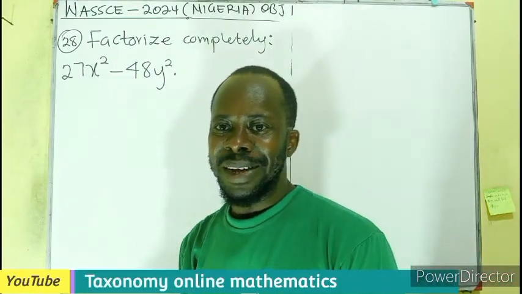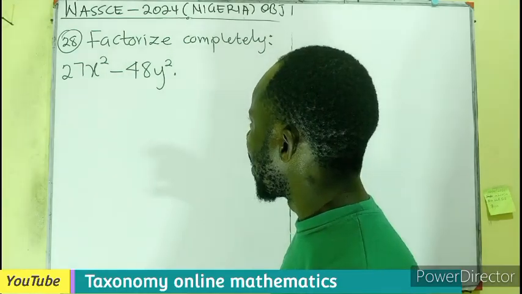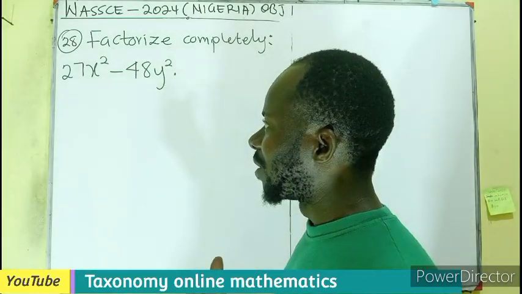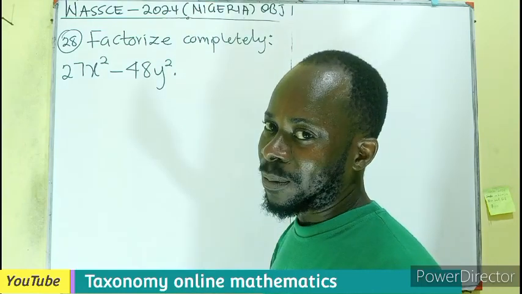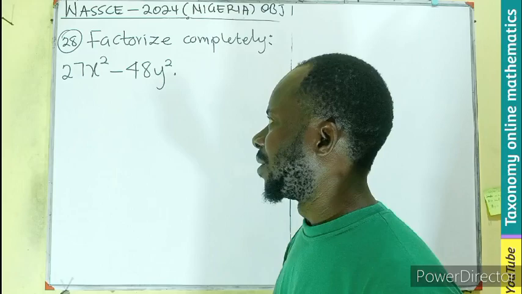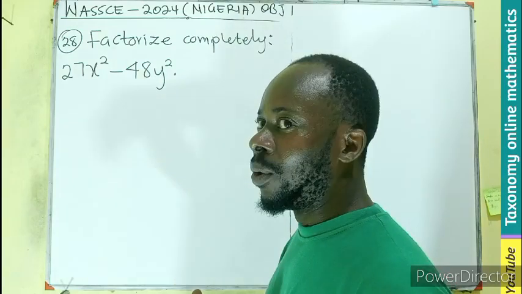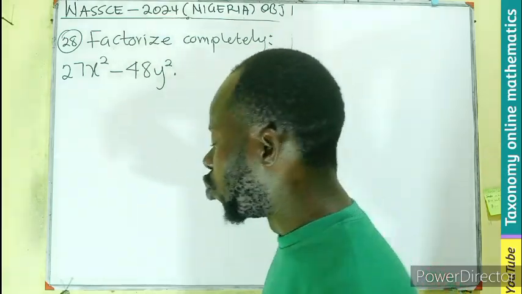Hello, welcome. I believe you can provide the answer to this question: factorize completely 27x squared minus 48y squared, from the WASSCE 2024 Nigerian edition. If you are to factorize this, you are only looking for a common factor. So let's go ahead and find the common factor between the two terms.